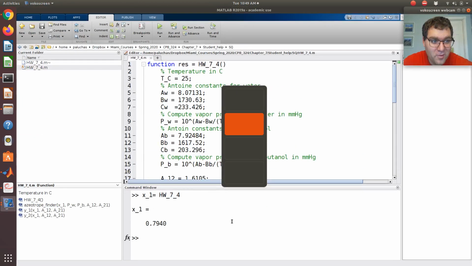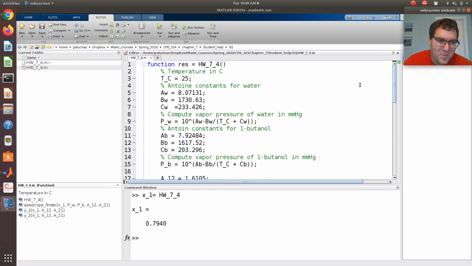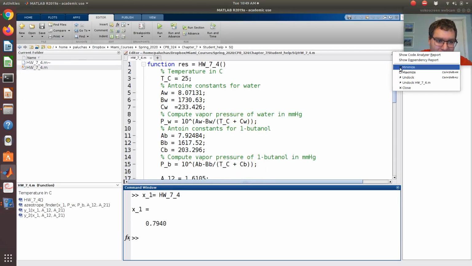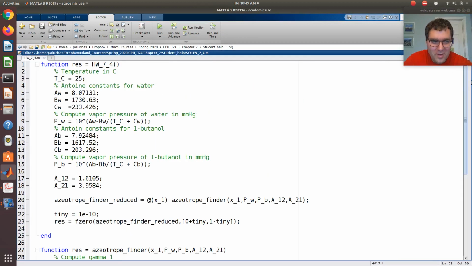Hey, 0.7940. We got the answer. Okay. But now let's walk through this just to make sure we have a complete handle of what we have. So I have a function with no inputs. And I like functions with no inputs as compared to scripts, because then that workspace is protected. So I prevent having name collisions and things like that.